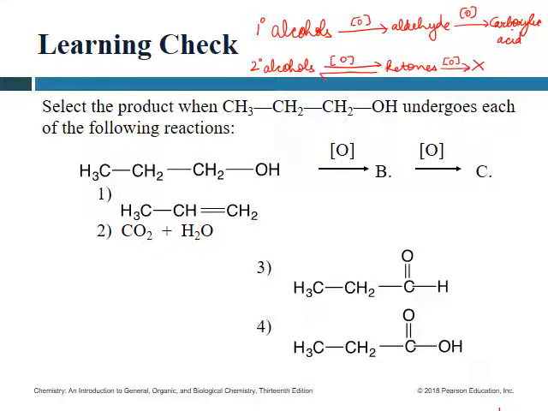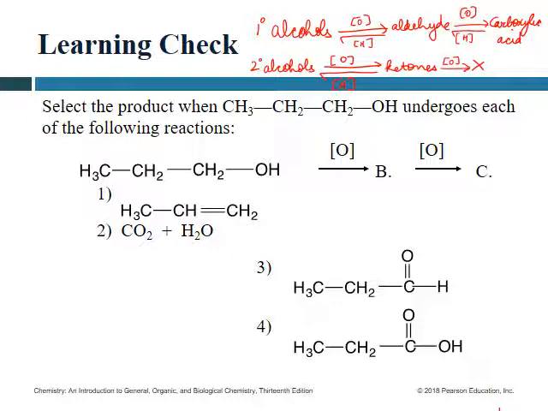Whereas the reverse is also true. So ketones can be reduced to form alcohols, and carboxylic acid can be reduced to form aldehyde. Aldehyde can be reduced to form primary alcohol. So it goes both ways. If you remember this chart, you could solve all these questions. So what do we have here?